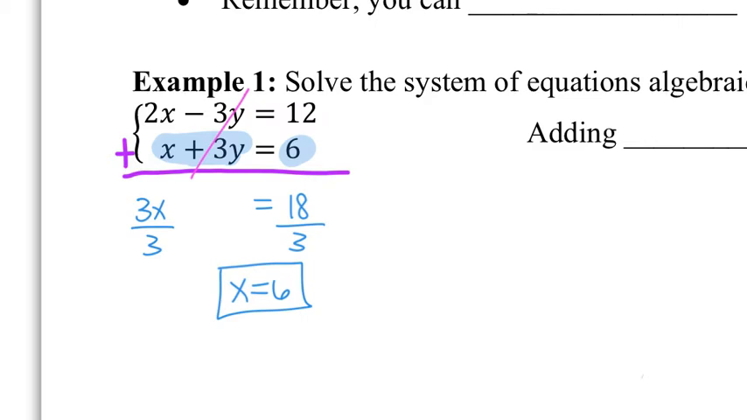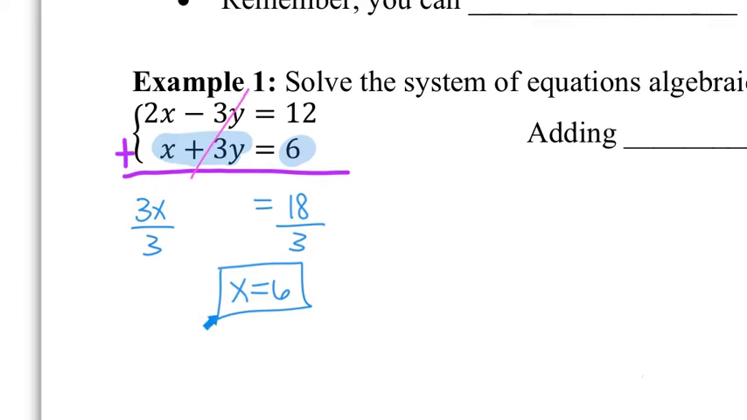So in this case, it is going to eliminate because we have a negative 3y and a positive 3y. So that would eliminate the y variable. So you might be thinking, well, what do we do when it's not going to eliminate? That will come next section. So for right now, we're just trying to get the hang of how this works and why we can do it.